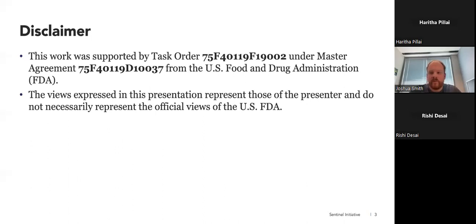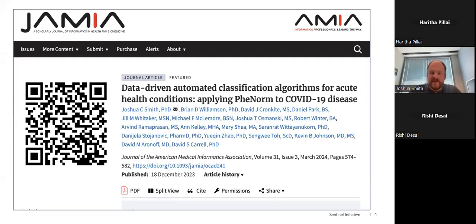This work was performed under a task order from the U.S. Food and Drug Administration, specifically a project under the Sentinel Innovation Center. And the views expressed in this presentation are my own and do not necessarily represent those of the FDA. Like Rishi said, we published this work a few months ago in the Journal of the American Medical Informatics Association. This QR code will take you to the paper if you'd like to dig into it a little bit more. I'll also point out that this paper has a very extensive supplementary materials section with all the details of the different models and methods that we use that I'm going to talk about here.